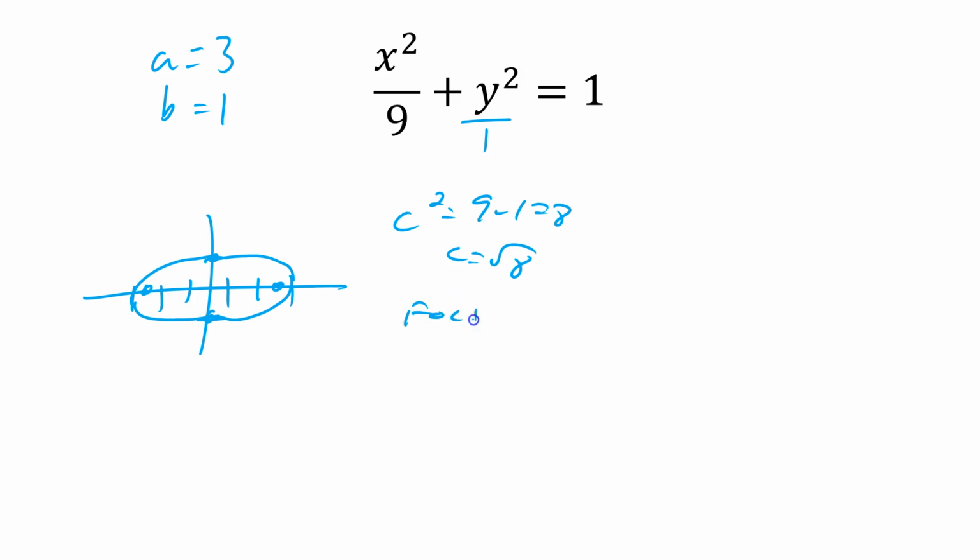So our foci happen at plus and minus root 8, comma 0. Okay. Major axis is the horizontal, and it looks like it has a length of 6. Minor axis has a length of 2. Nothing too exciting, though. Just an ellipse.